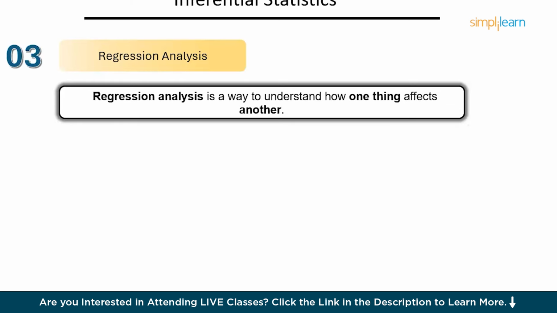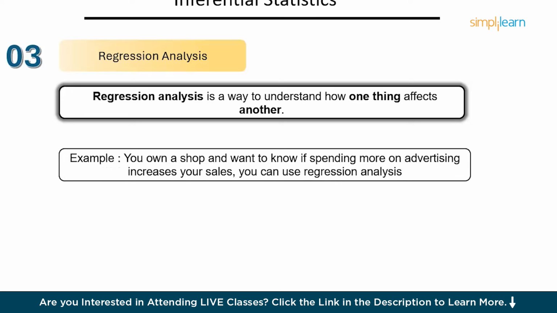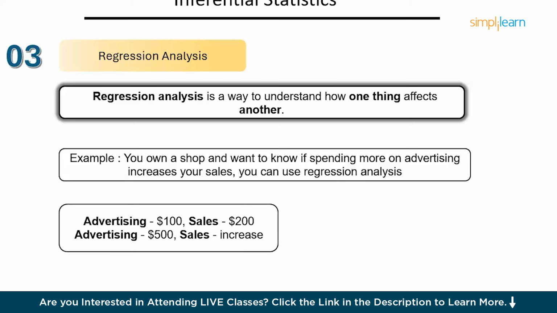Now moving on to the third one, that is regression analysis. Regression analysis is a way to understand how one thing affects another. For example, if you own a shop and want to know if spending more on advertising increases your sales, you can use regression analysis. In this case, advertising spending is the thing you control, that is the independent variable, and sales is what you want to predict.